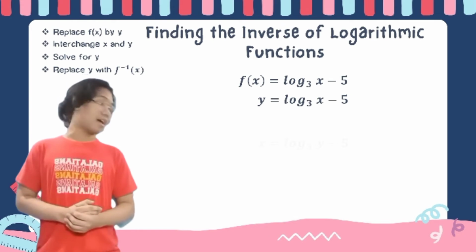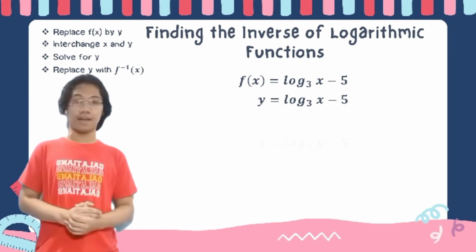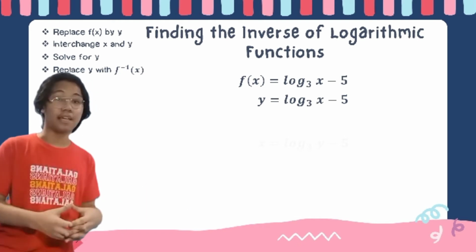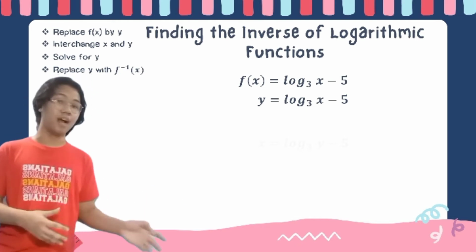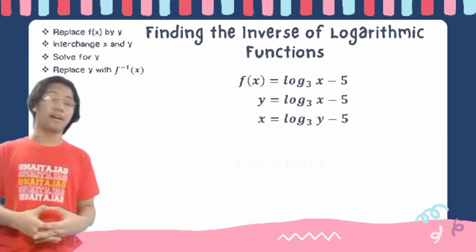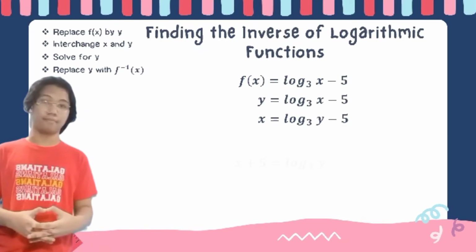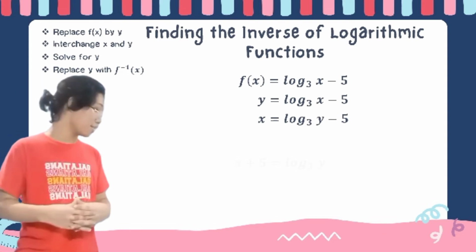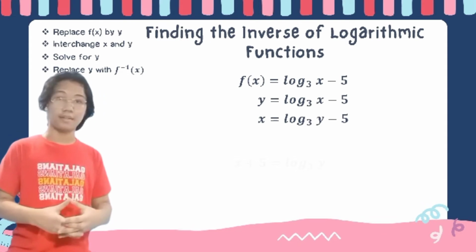Second step, we just need to interchange x and y. And that only means that we need to swap the places of x and y in this equation. So now it will become x equals log base 3 of y plus 5. And that's it. Second step is finished. And next is the third step, solve for y.